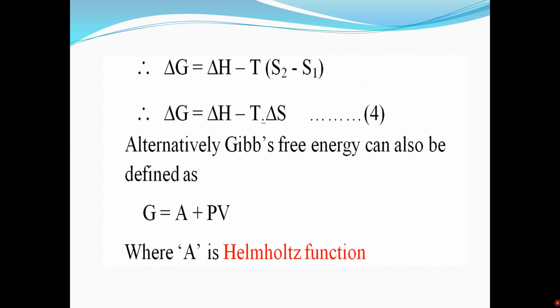Now from equation 4, see, this is equation number 4, delta G is equal to delta H minus T into delta S, but T into delta S is nothing but the Q reversible. So in equation 4, in place of T into delta S, what can we write? The Q reversible. So we can write, instead of T into delta S, Q reversible.